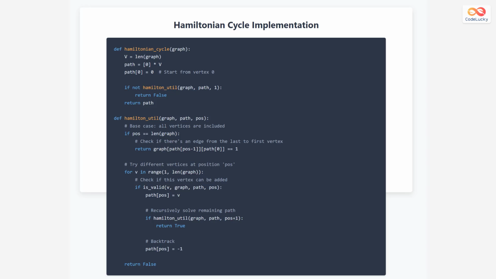The function then tries to add different vertices at the current position in the path. Before adding a vertex, it checks if it is valid using the function is_valid. If the vertex is valid, it adds the vertex to the path array, and recursively calls itself to solve the remaining path. If the recursive call returns true, then it means a Hamiltonian cycle has been found, so it returns true. If the recursive call returns false, it means the current vertex does not lead to a solution. So it backtracks by resetting the value of path at the current position to -1, and returns false.